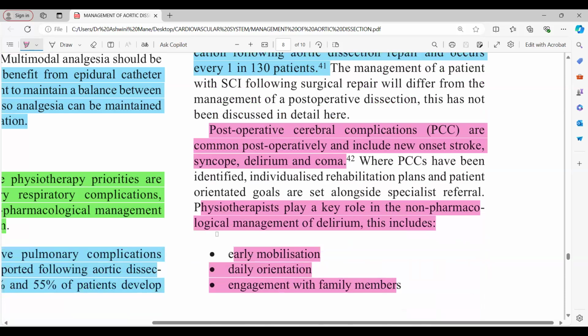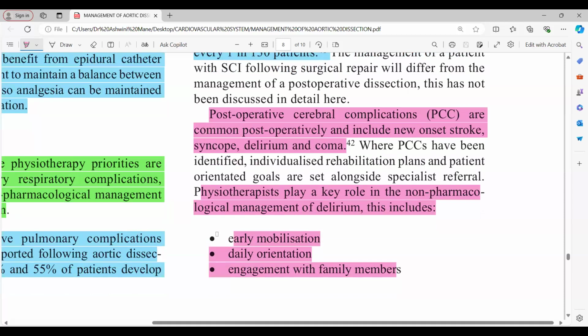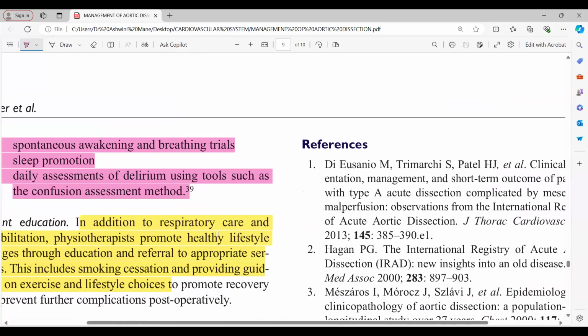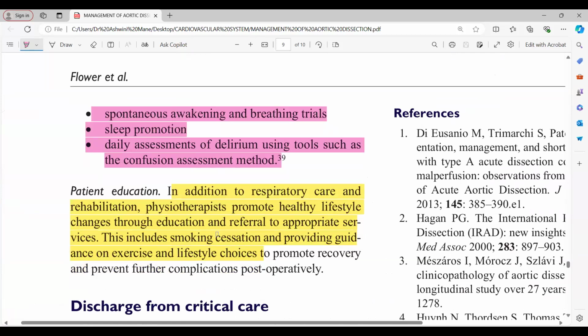Post-operative cerebral complications are common and include new onset stroke, syncope, delirium, and coma. So physiotherapists play a key role in non-pharmacological management of delirium, and this includes early mobilization, daily orientation, engagement with patient family members, spontaneous awakening and breathing trials, sleep promotion, and daily assessment of delirium using tools such as the confusion assessment method.